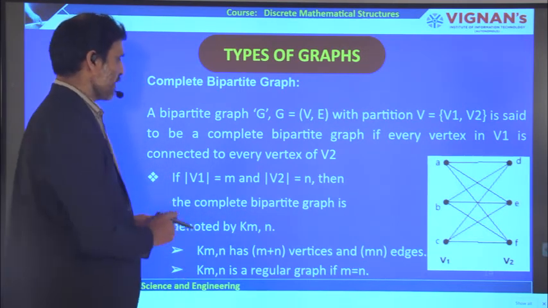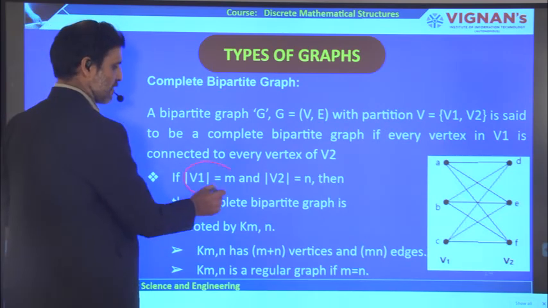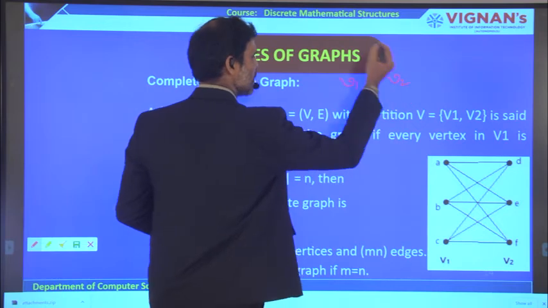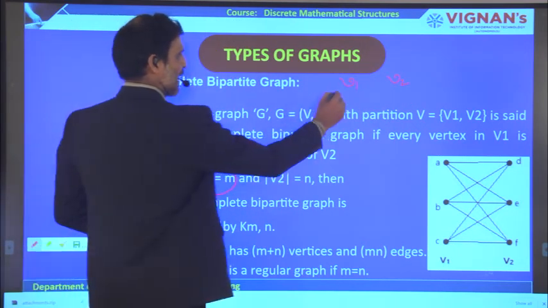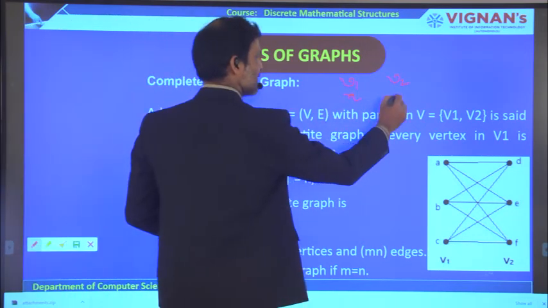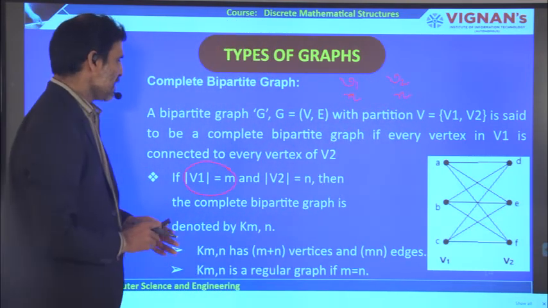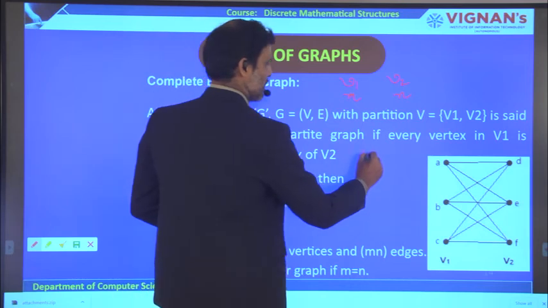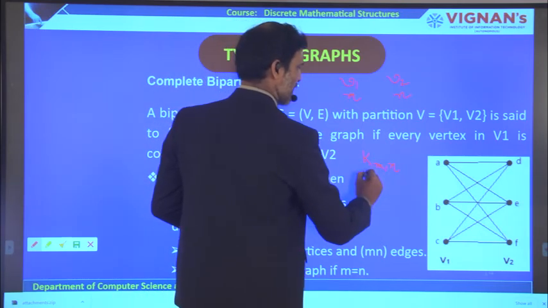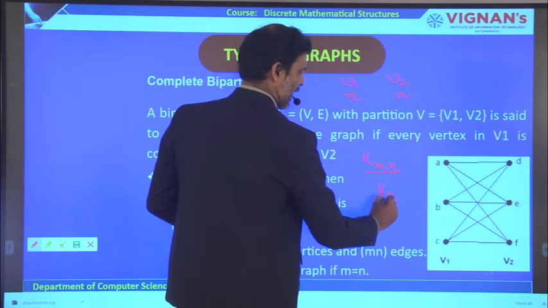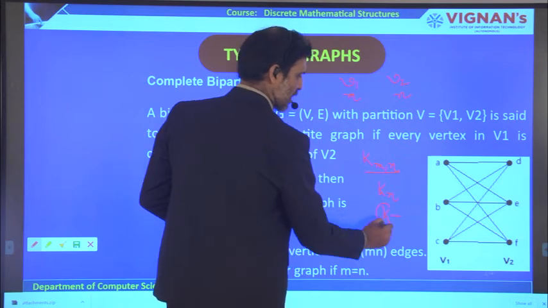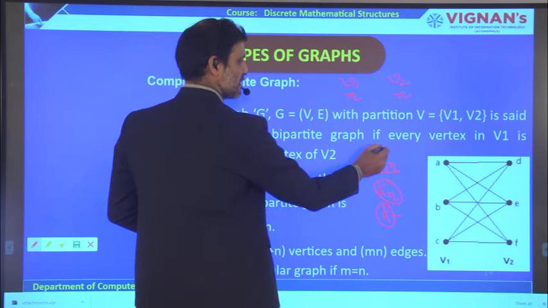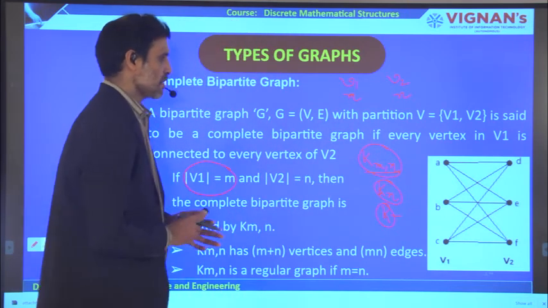If V1 is equal to M, that means the first vertex set, whatever you have divided the given graph into two parts like this, V1 and V2, and if V1 contains M number of vertices and V2 contains N number of vertices, then the complete bipartite graph is denoted by K(M,N). Simply, we have used some notations here, K(M,N), K(N) and K. We already discussed K. It is for K-regular graph, and this is for complete graph, and this is for bipartite graph.